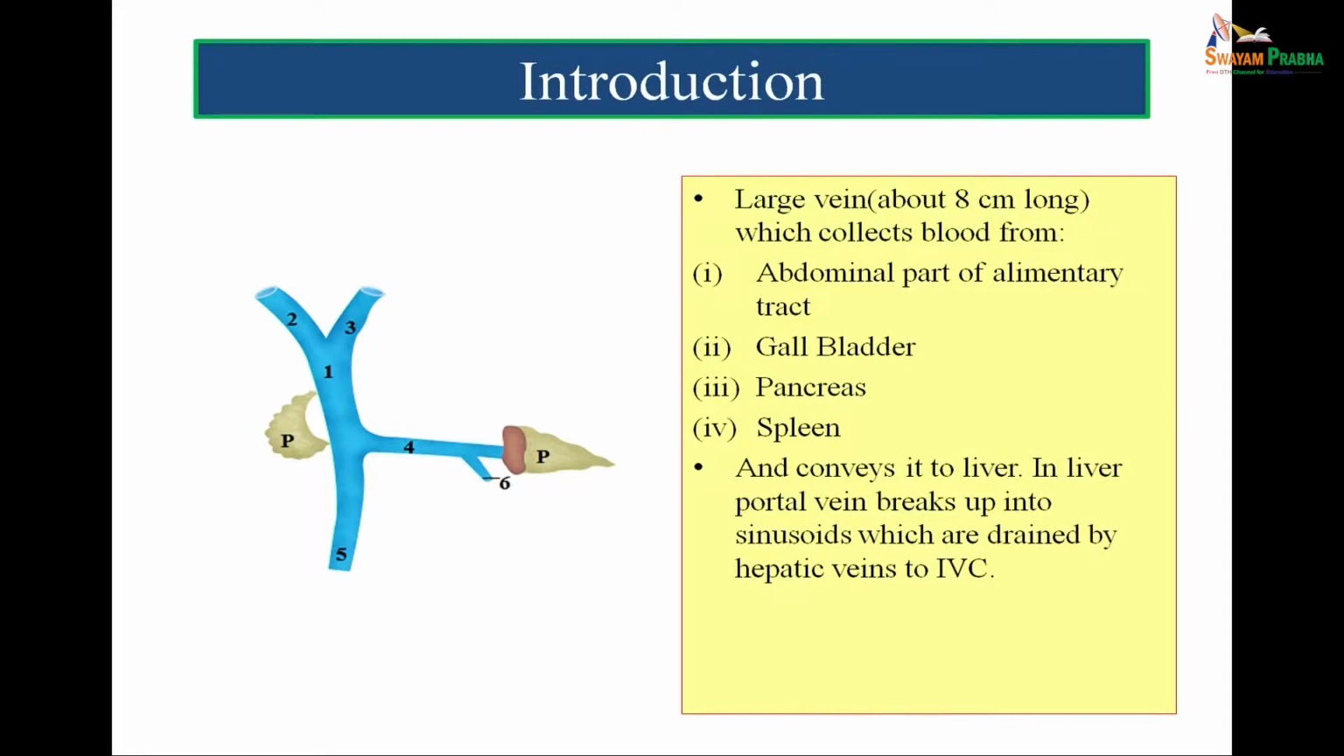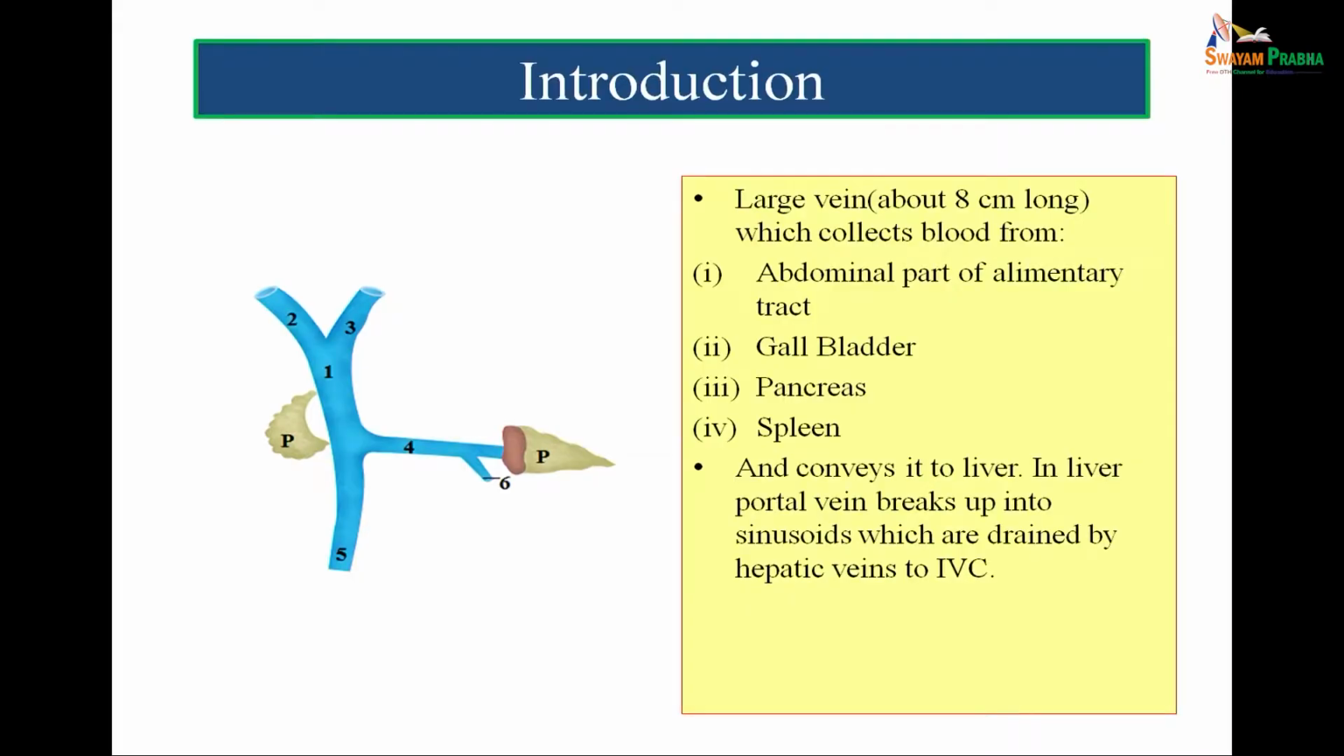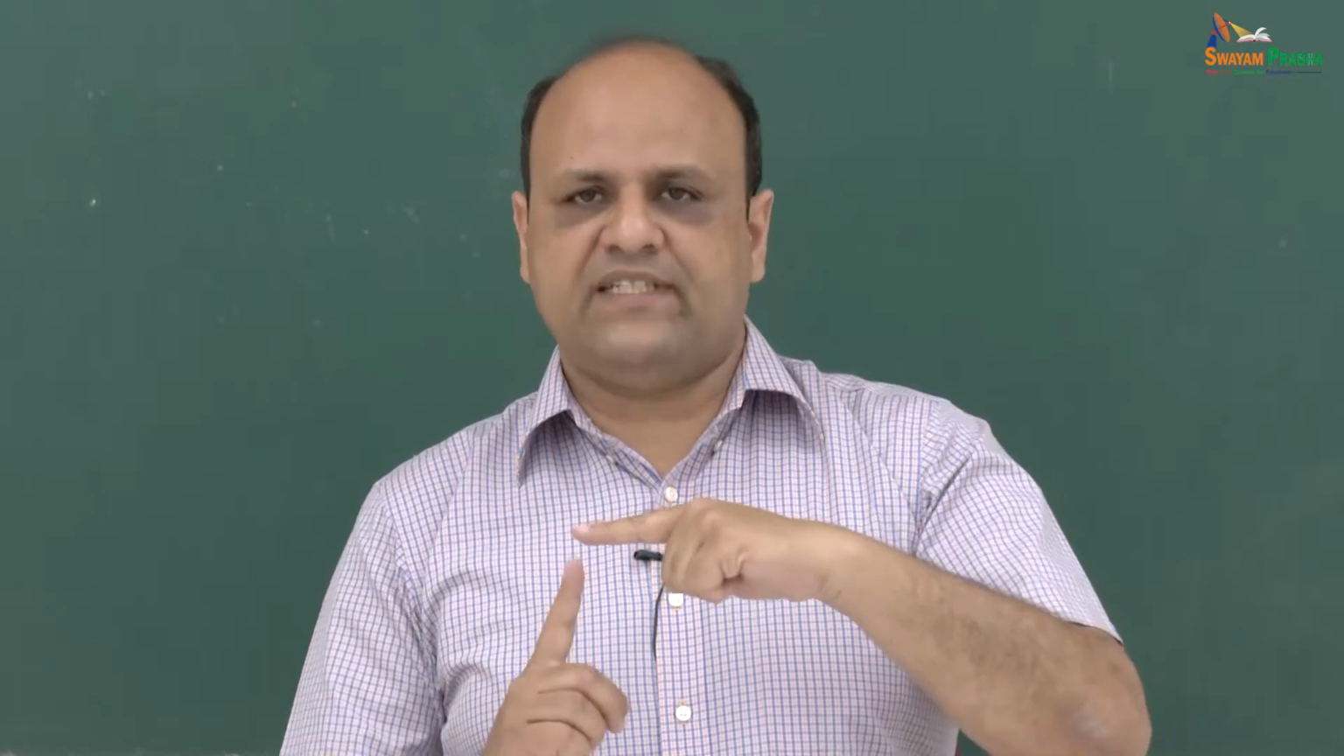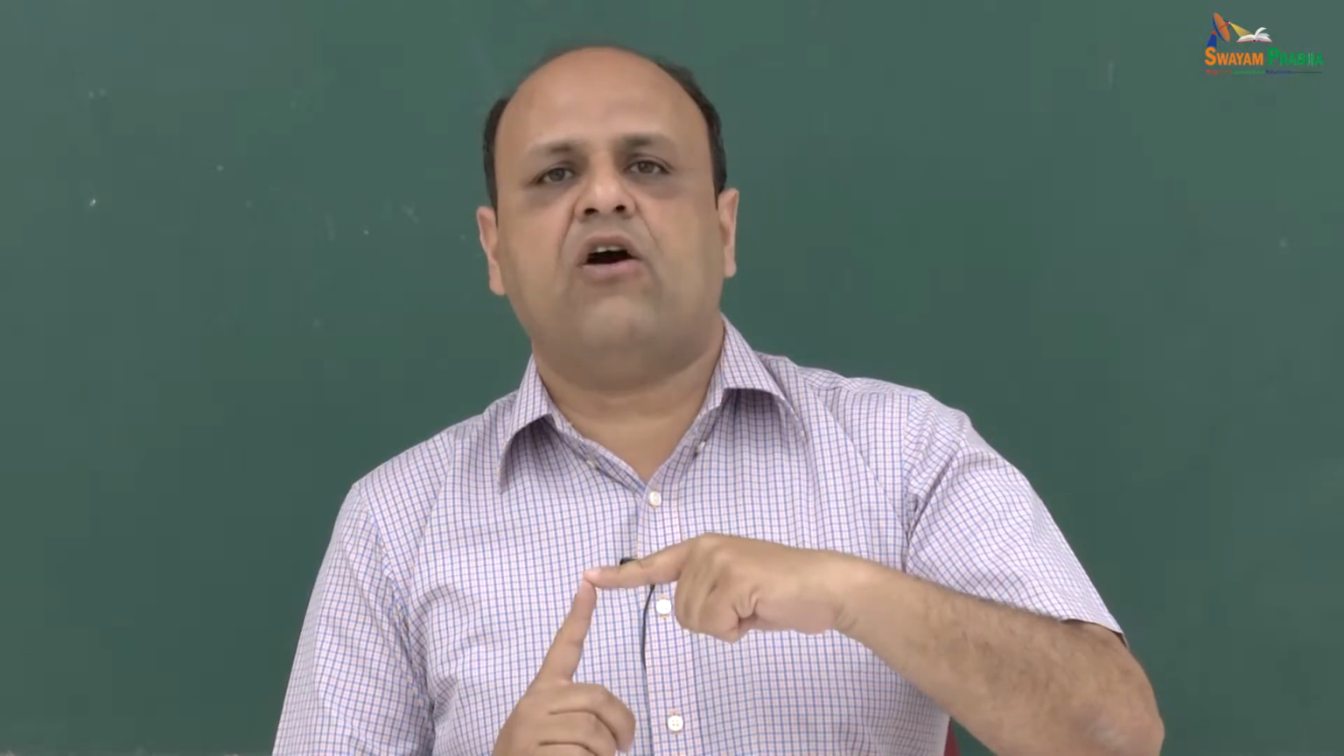Now, as I mentioned earlier, it's a large vein about 8 cm long which collects blood from the abdominal part of the alimentary tract, gallbladder, pancreas, spleen and conveys it to the liver. So, it ensures that whatever substances are ingested, they are processed in the liver before they enter the systemic circulation. Now, the figure on the left is showing the formation of the portal vein. Here we see the splenic vein coming from the left side, which I represent by my left finger. This splenic vein is joining the superior mesenteric vein to form the portal vein, and this portal vein is formed behind the neck of the pancreas.